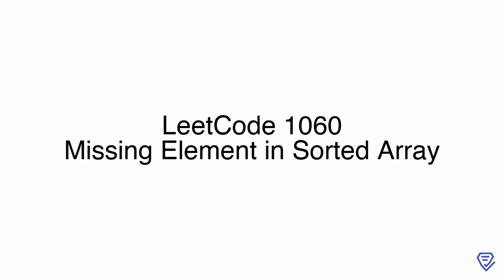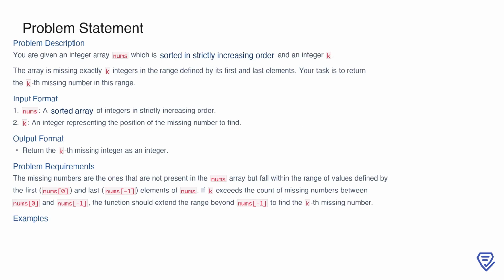Let's dive in. Imagine you are given an array of integers called nums, where the numbers are sorted in strictly increasing order. Alongside this array, you are also given an integer k. Now, within the range defined by the first element of nums, which is nums[0], and the last element, nums[-1], there are some numbers that are missing. Your job is to find the kth missing number in this range.